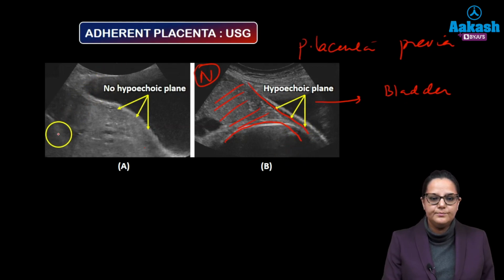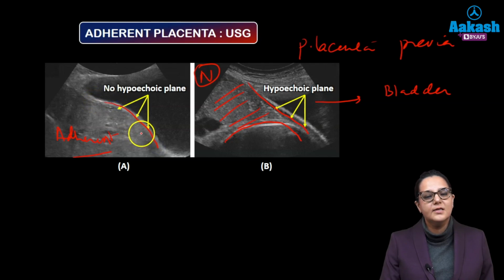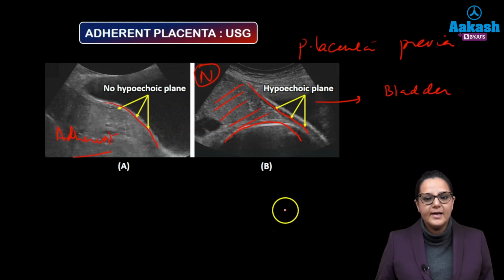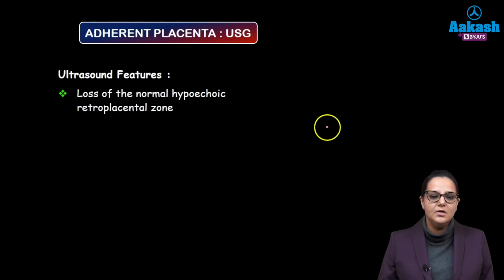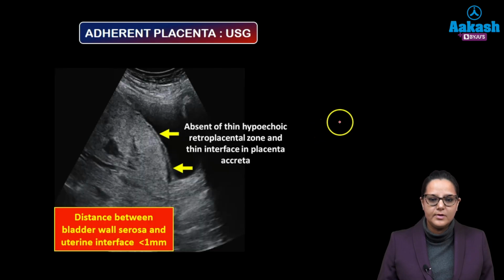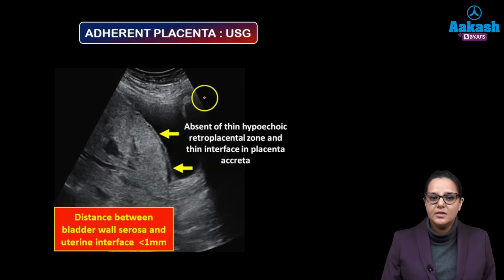In this picture, this shows an adherent placenta. Why? Because all of this is the placenta and it is attached to the bladder serosa. There is no black line, right? So there is no hypoechoic line. Again, it can be appreciated in this picture, the loss of the normal hypoechoic retroplacental zone. So this is a very beautiful picture.